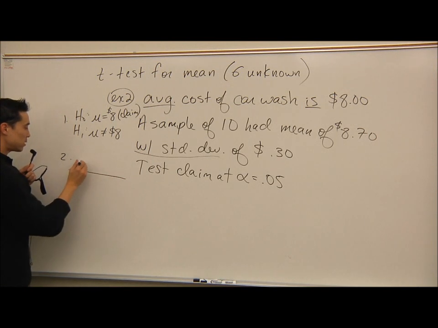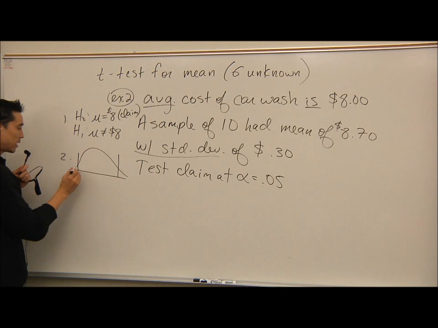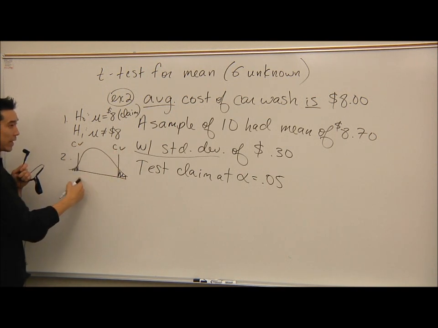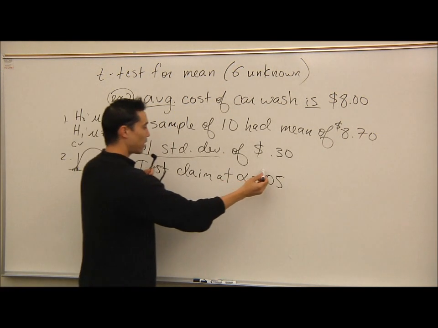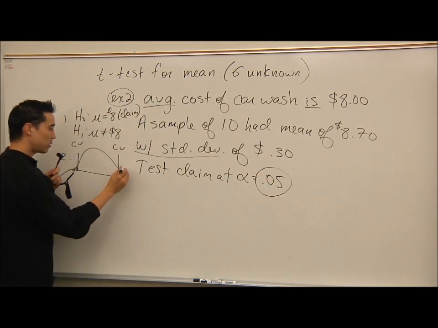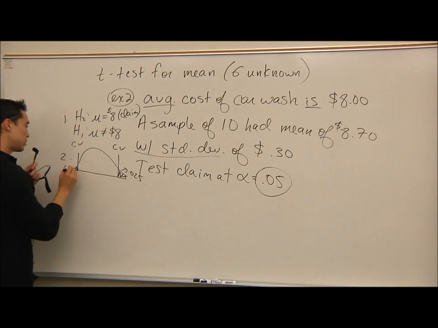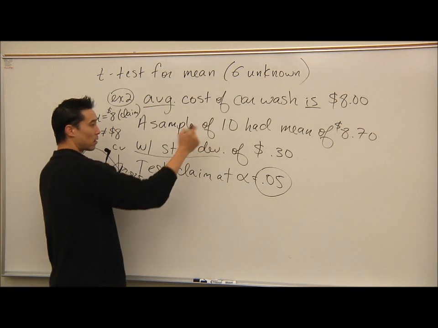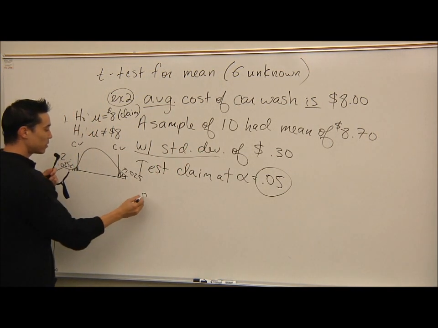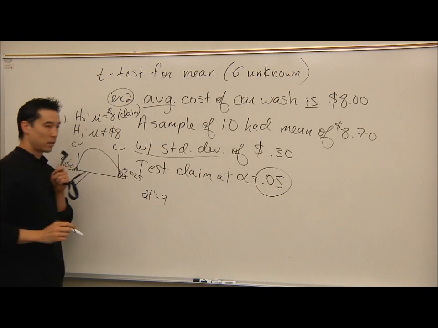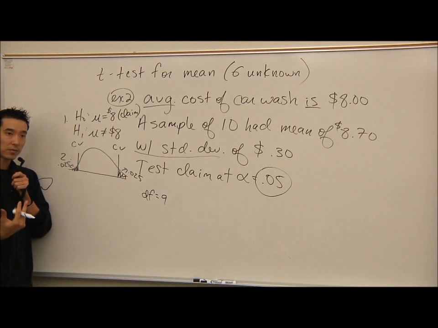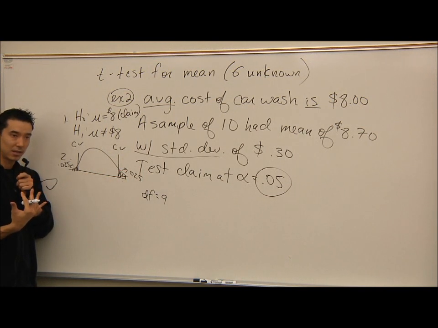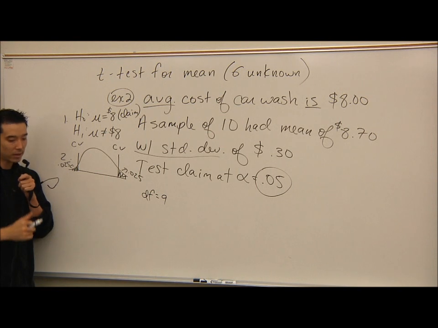So when I go to my t-distribution, I'm going to have a critical value on the right side and the left side. The total area that I've shaded in here adds up to alpha. Alpha is 0.05, so this area here is 0.025, and this area here is 0.025. We looked at 10 cars, so my degrees of freedom is 9. So you go to your t-distribution table, you go to alpha is 0.05, you go to 2 tails, go down to 9 degrees of freedom and read off that number.